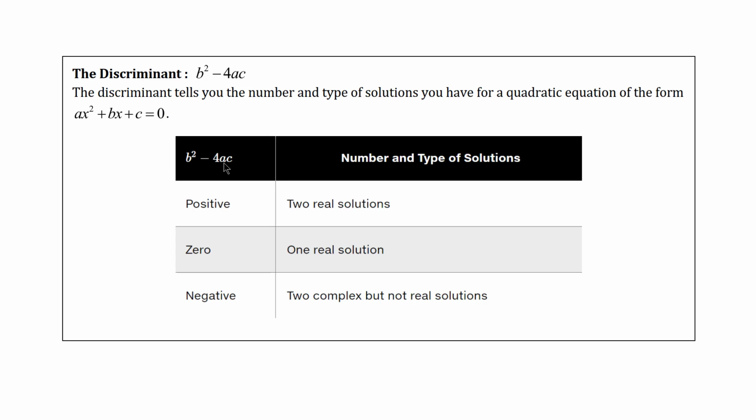So if the discriminant is a positive value, this results in 2 real solutions. If the discriminant is 0, this results in 1 real solution. If the discriminant is a negative value, then this results in 2 complex solutions, but no real solutions.